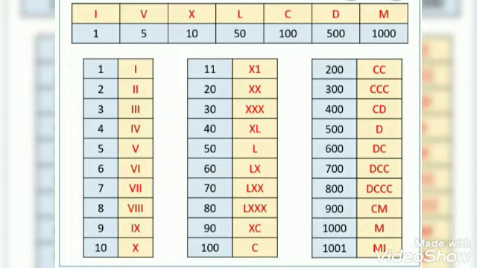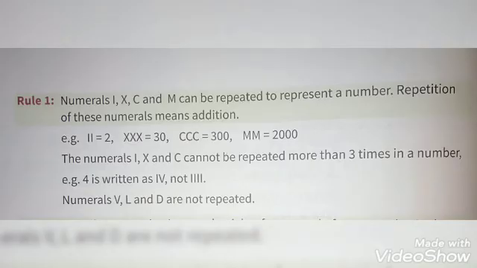So for understanding this, first we are going to see the different rules that are followed in Roman numerals. You will see rule 1, rule 2, rule 3 and rule 4 with a few examples of how to solve them. Listen very carefully and try to understand. We already know how we write 1, 5, 10, 50, 100, 500 and 1000. Let's come to rule number 1.